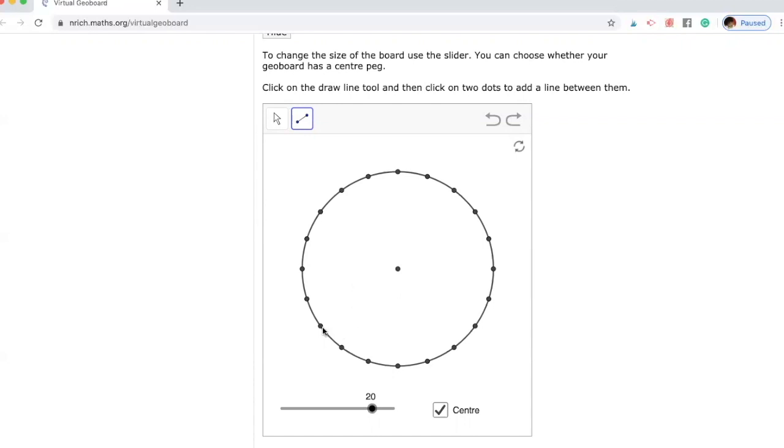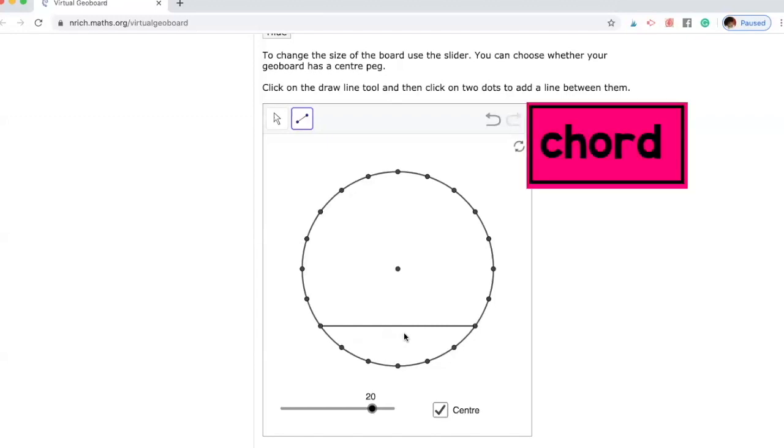So let's say I want to click on this point here and create a line segment that ends at this point here. You see how both of the points are on the circumference of my circle? However, they're joined by this line here. That is called a chord. This is called a chord.